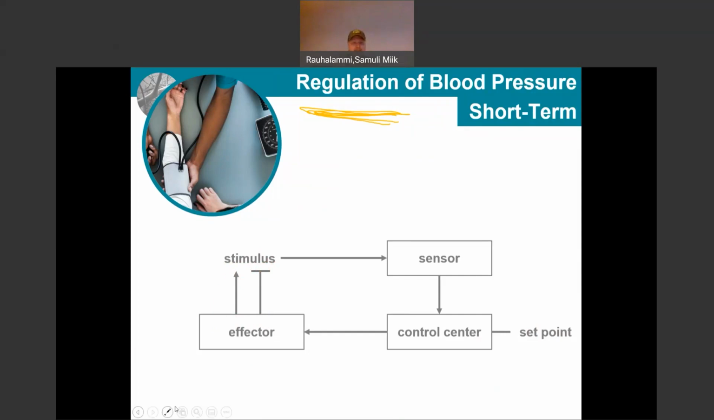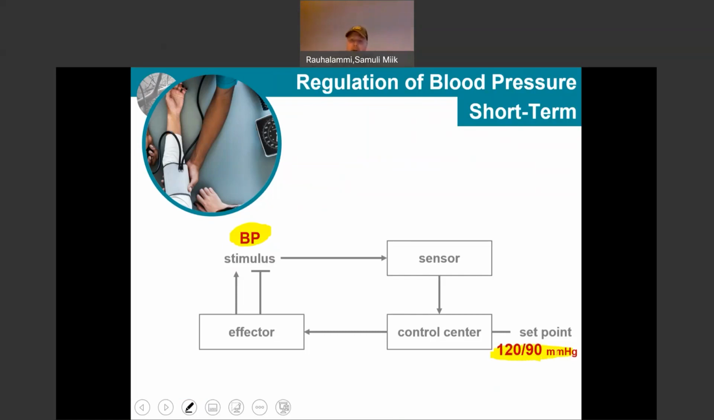We can use that same graph, that same mechanism of analyzing things, to go through 4 different ways how blood pressure can be regulated in the short term. So let's start with a stimulus. That stimulus is going to be a change in the blood pressure. Blood pressure is off. And what is it off from? It's off from our set point.